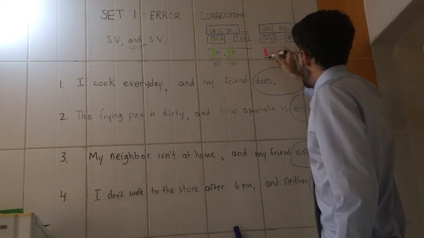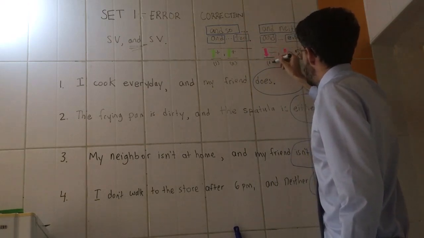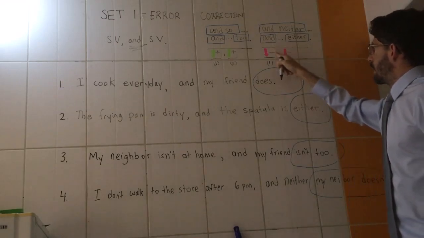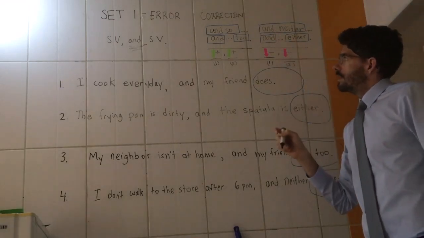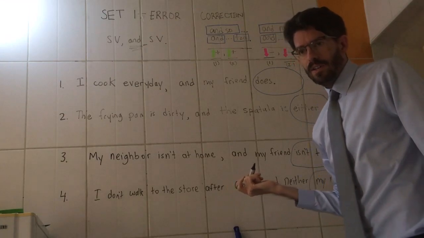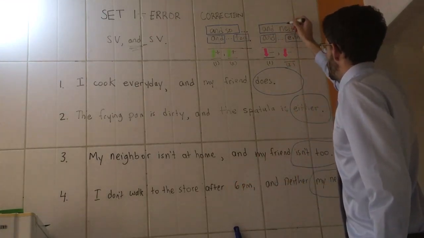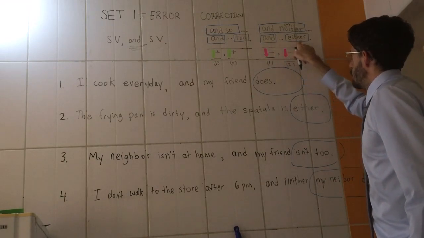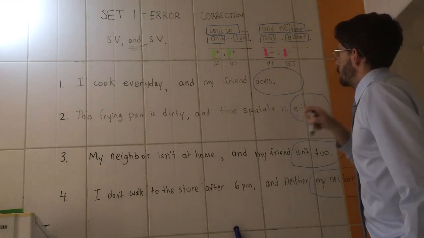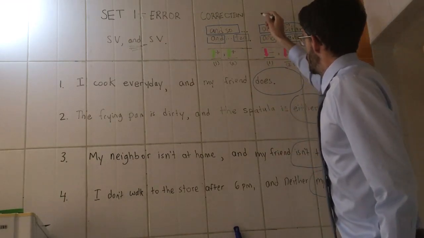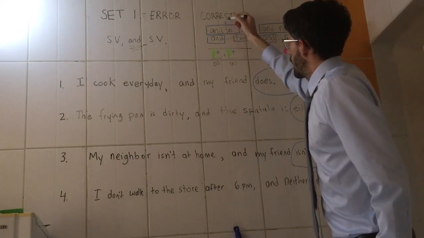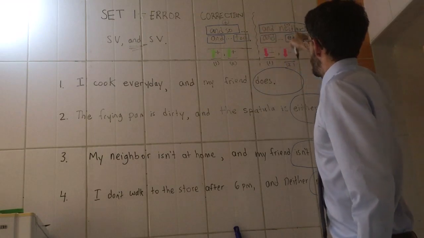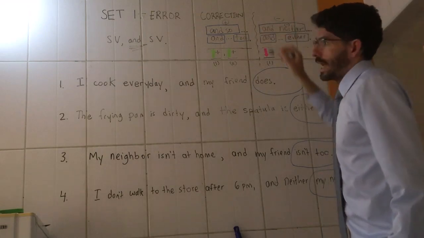but if both of them are negative, then we use "and neither." Neither is the negative form, and "either." Okay, so this is for "and" with positives, and this one is for "and" with negatives.